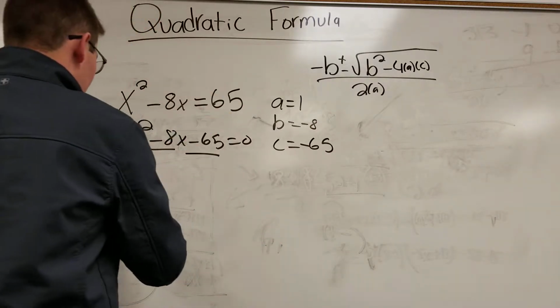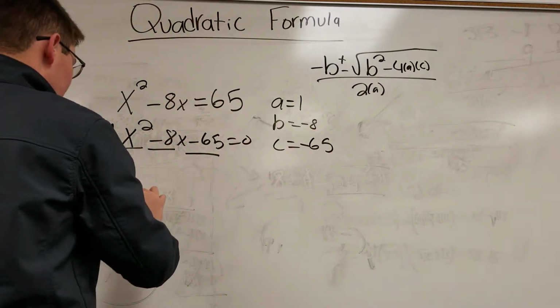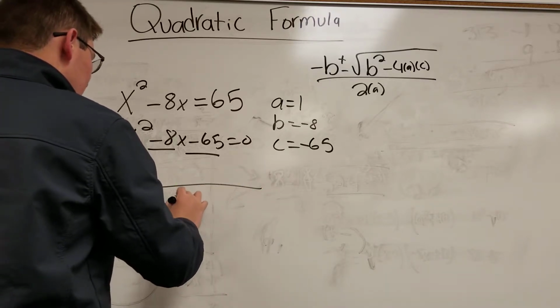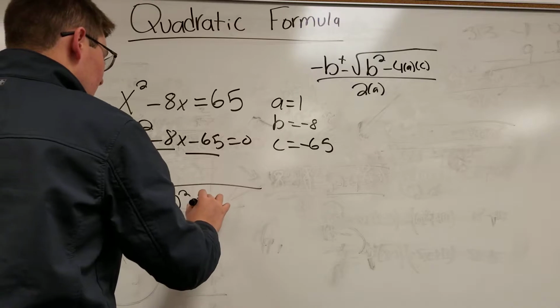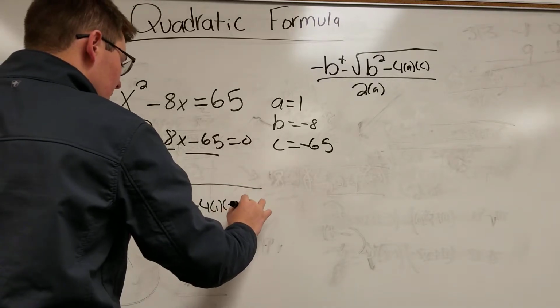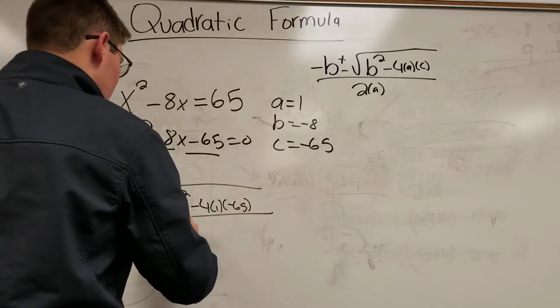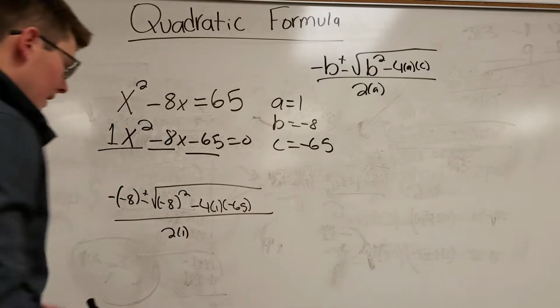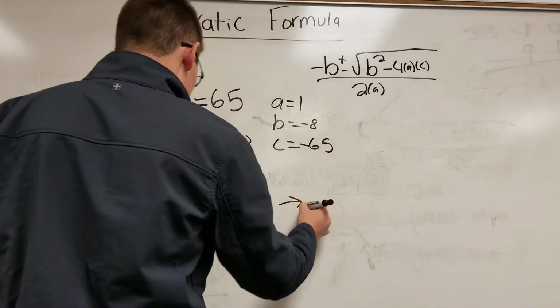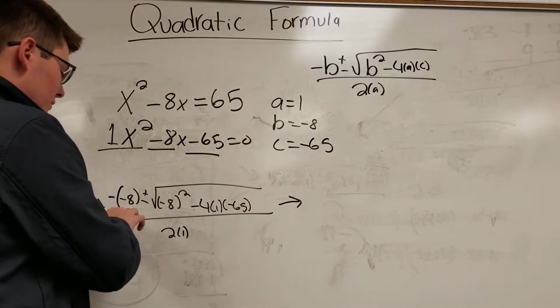So for our negative b, we have negative 8 plus or minus the square root of negative 8 squared minus 4 times 1 times negative 65, over 2 times 1. Now having done this, we can further simplify this by putting it into numerical form. So 2 negatives in this situation makes a positive.